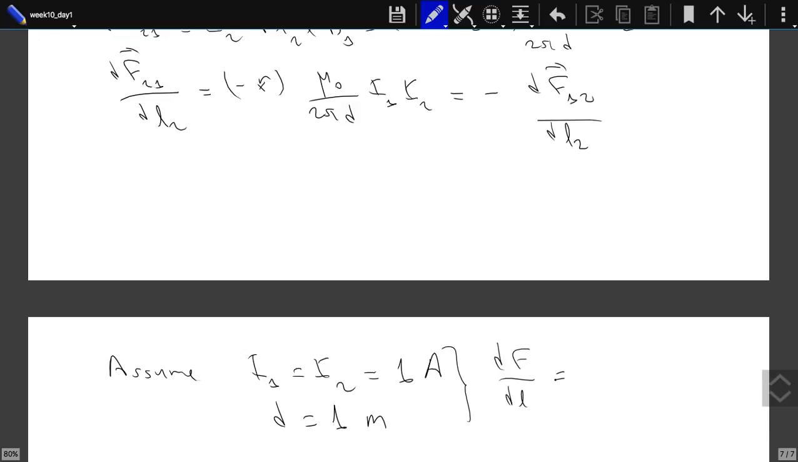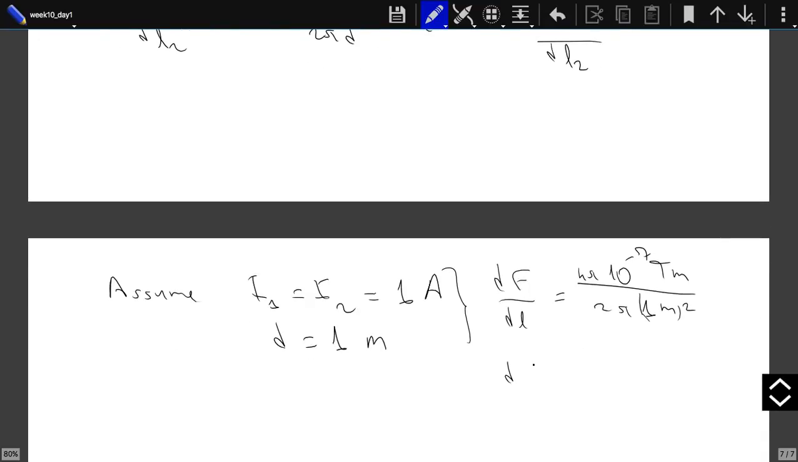Well, if you say mu0 over 2 pi, I will say it is wrong. It doesn't even have the correct units. So it is 4 pi times 10 to the power minus 7 Tesla meters divided by 2 pi times 1 meter. One meter squared. So dF by dL would be equal to 2 times 10 to the power minus 7 newtons per meter.